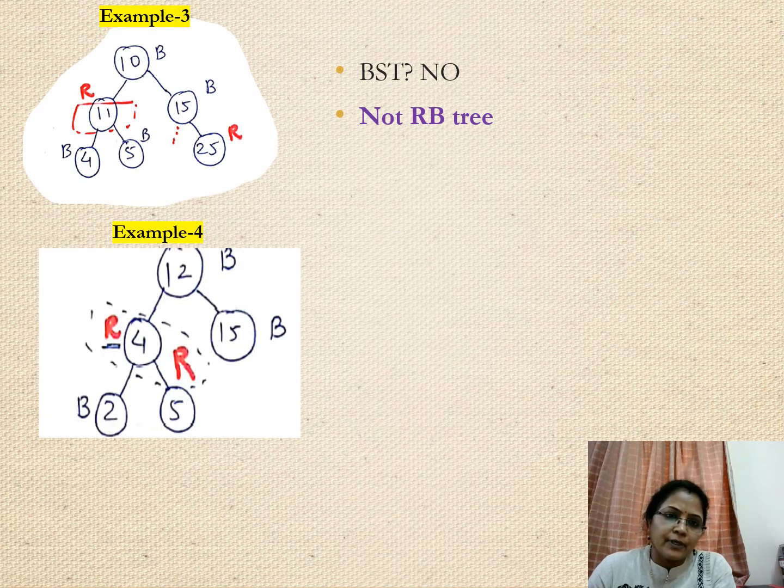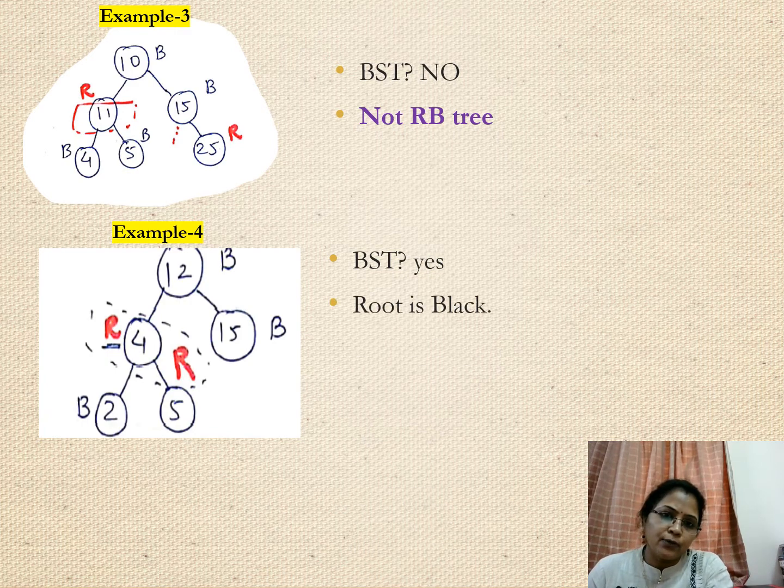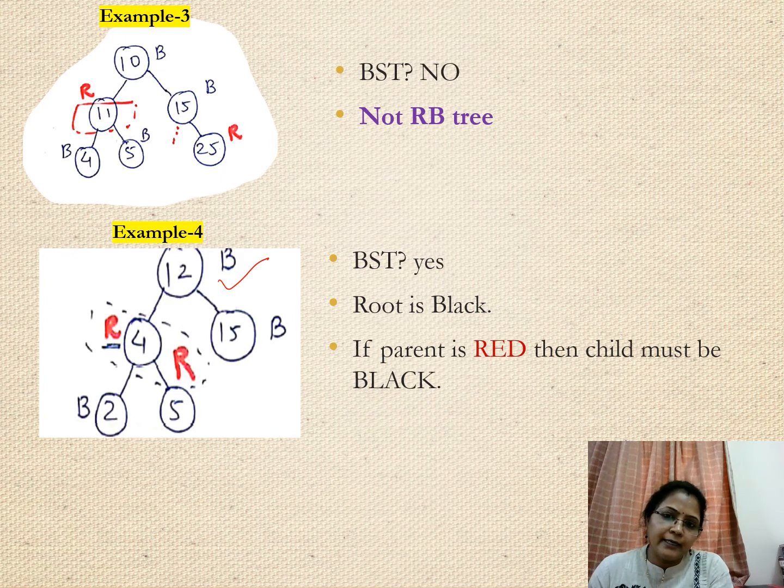Next example. Now here, 12 is a black node, then 4 is a red node, and 5 is also a red node. So two consecutive red nodes can't be there. That is the second condition for a red black tree. Now here it is a BST, yes. Then the root is also black, that condition is also satisfied. But if the parent is red, then the child must be black. So the second condition is not satisfied here. So I can say that it's not a red black tree.